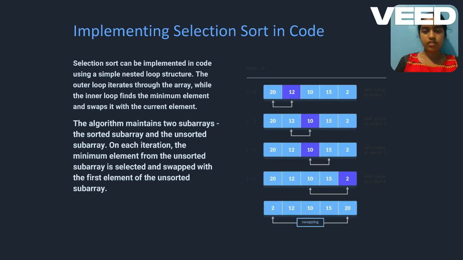Implementing selection sort in code. Selection sort can be implemented in code using a simple nested loop structure. The outer loop iterates through the array while the inner loop finds the minimum element and swaps it with the current element. The algorithm maintains two subarrays, the sorted subarray and the unsorted subarray. On each iteration, the minimum element from the unsorted subarray is selected and swapped with the first element of the unsorted subarray.